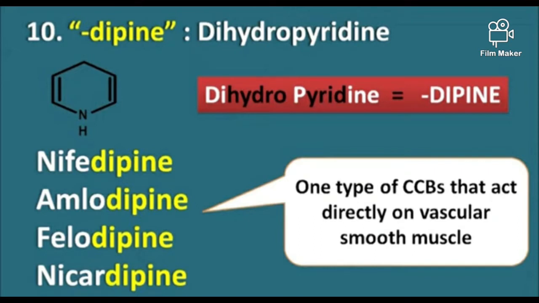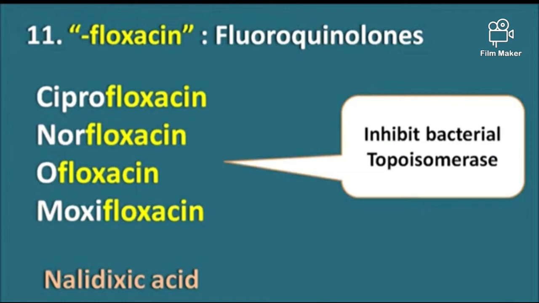Dipine, dihydropyridines: nifedipine, amlodipine, felodipine, nicardipine, one type of calcium channel blockers that act directly on vascular smooth muscle. Dipines. Floxacin, fluoroquinolones: ciprofloxacin, norfloxacin, ofloxacin, moxifloxacin, and nalidixic acid. These agents inhibit the bacterial topoisomerase enzyme.